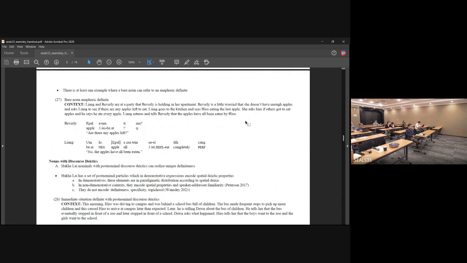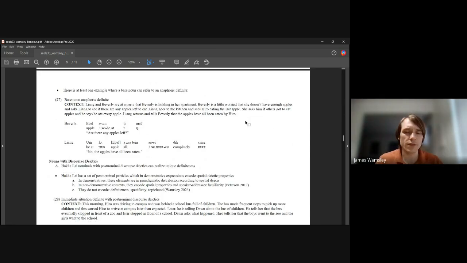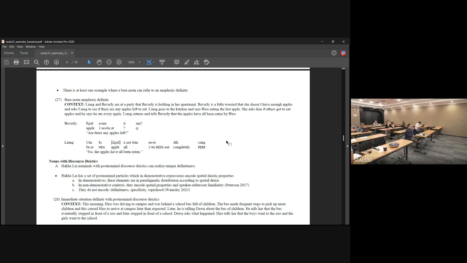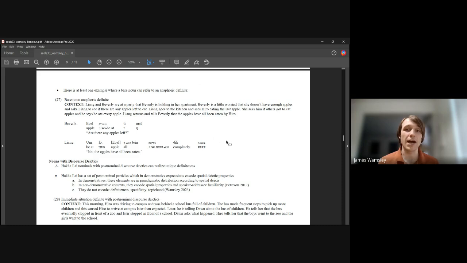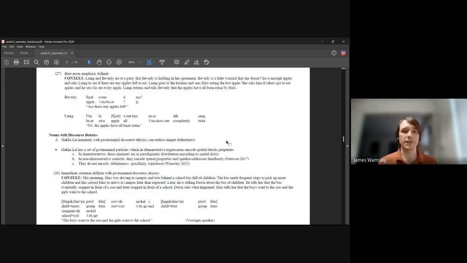I did find at least one example where a bare noun can be used to refer to an anaphoric definite, though it's not clear if this is actually a reference to kind, because we have a sentence, are there any apples left? And the addressee responds, no, the apples have all been eaten. This could be referring back to the apples previously mentioned in the discourse, or it could be reference to kinds of apples generally.